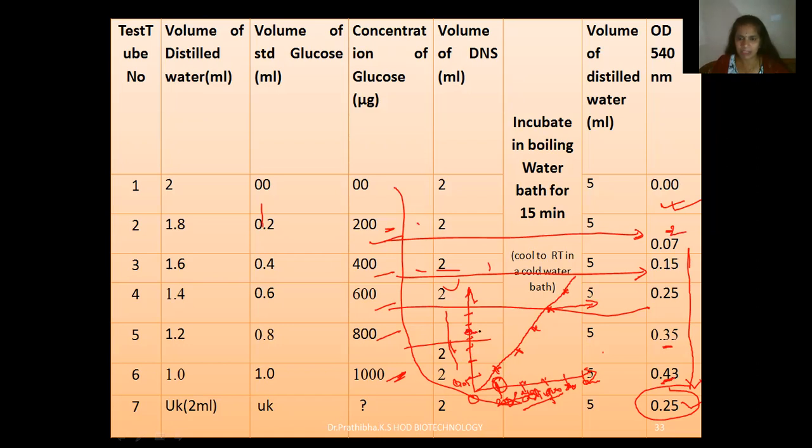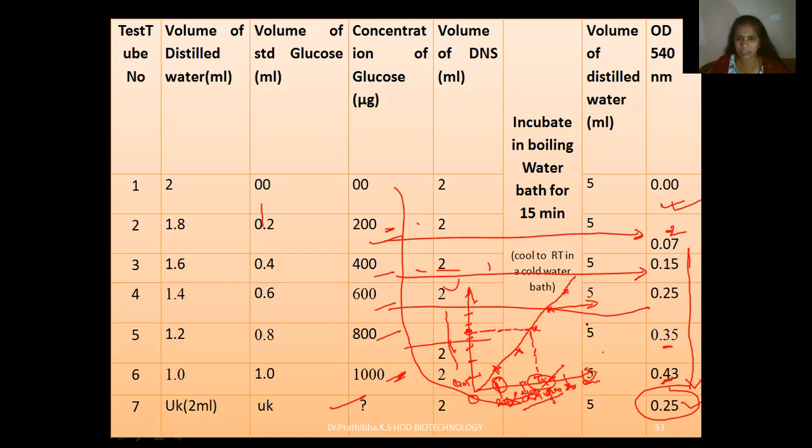Then by using a sharp pencil, you can put the dotted lines here, and wherever this dotted line touches the standard curve, from there you are going to draw dotted lines again. Where this dotted line touches from the standard curve onto the known concentration of the x-axis, this will be the amount of glucose present in this unknown test tube.